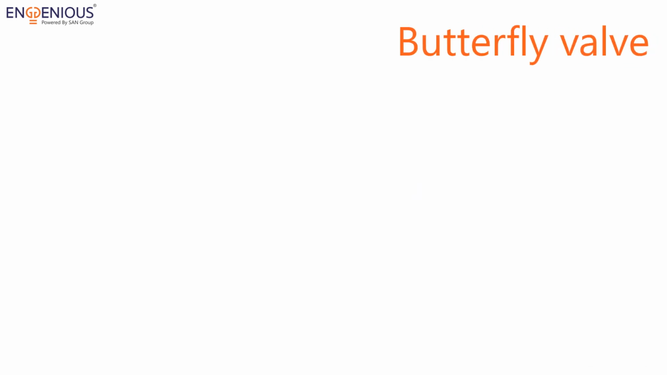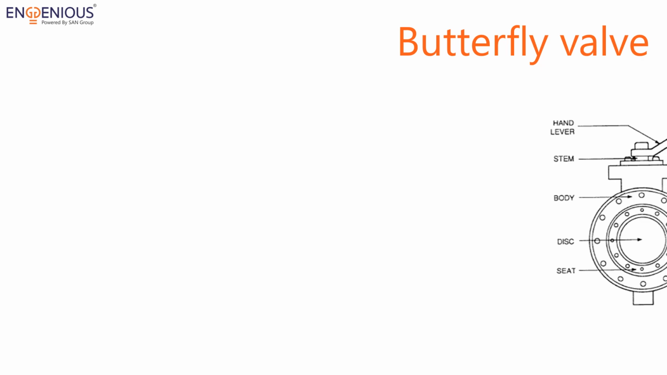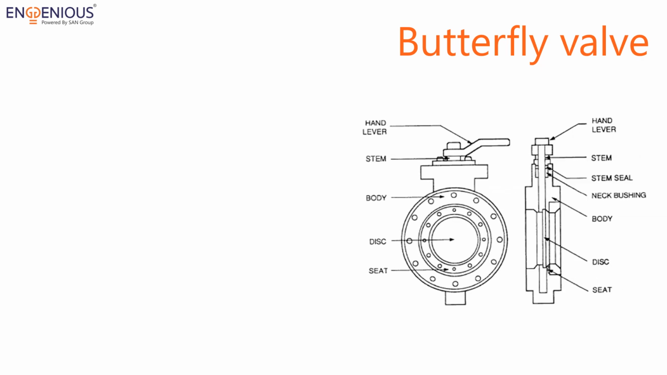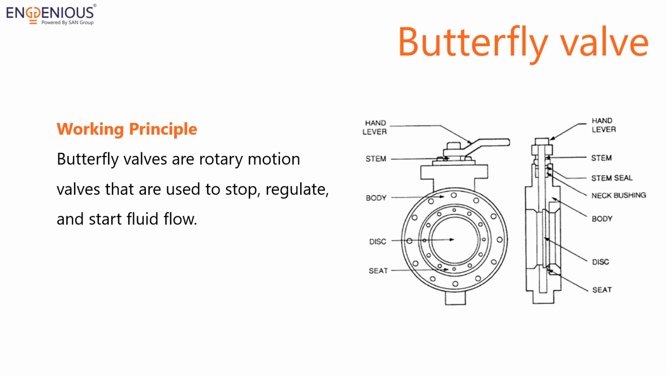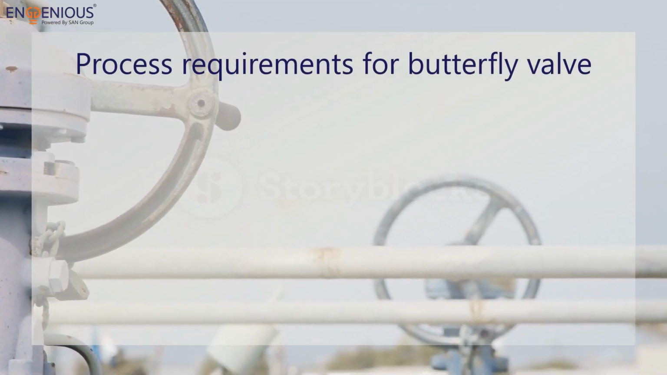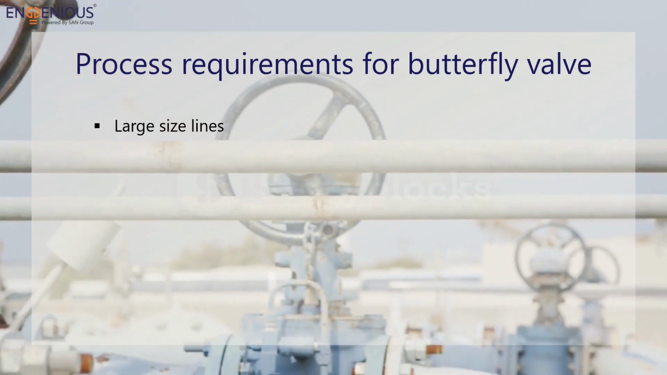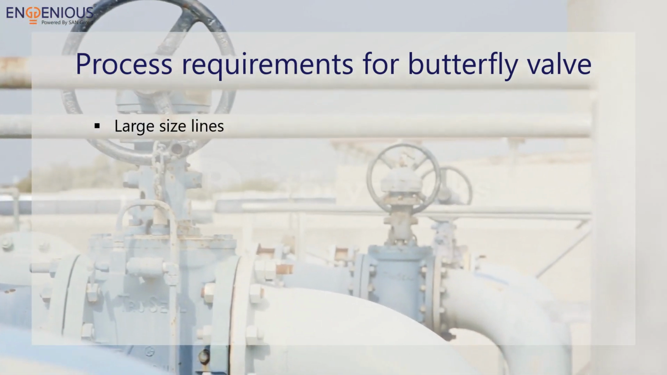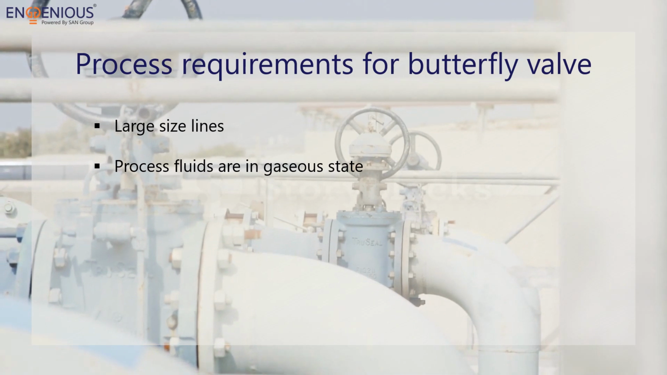Let us now study an extensively used valve, which is not covered in typical control valve manifold we discussed. Butterfly valves are rotary motion valves that are used to stop, regulate, and start fluid flow. Butterfly valves are ideal when process side requirements are: large size lines. Process fluids are in gaseous state. Low allowed pressure drop.